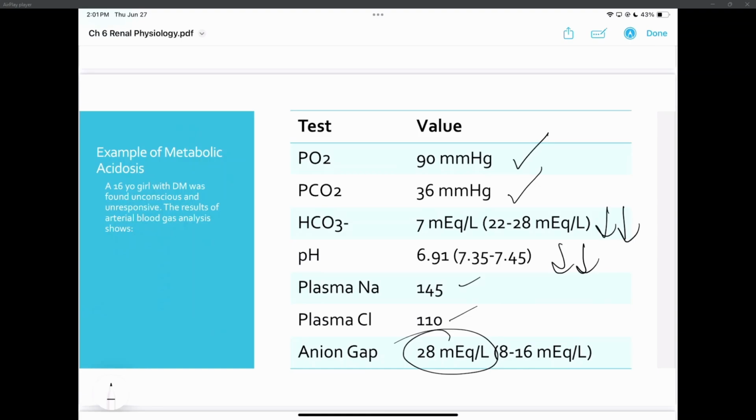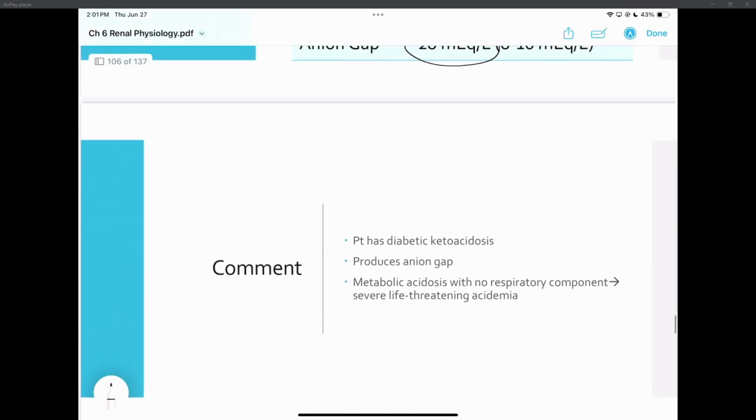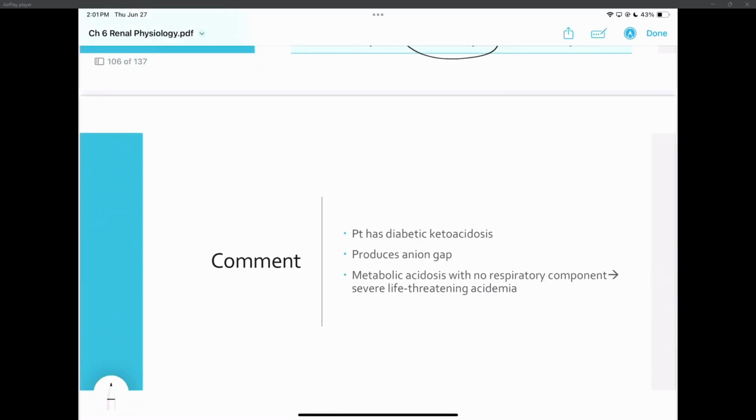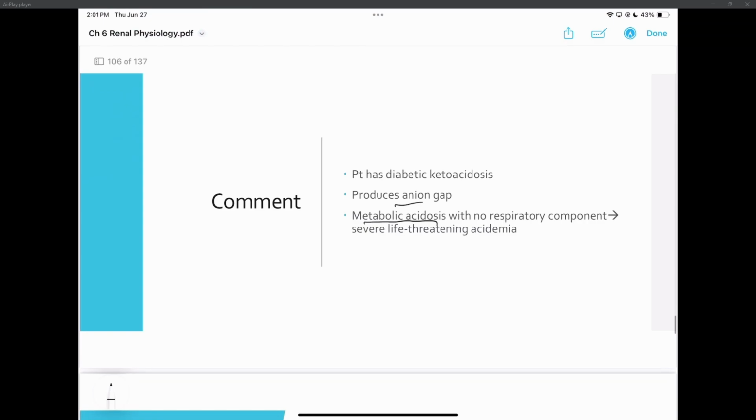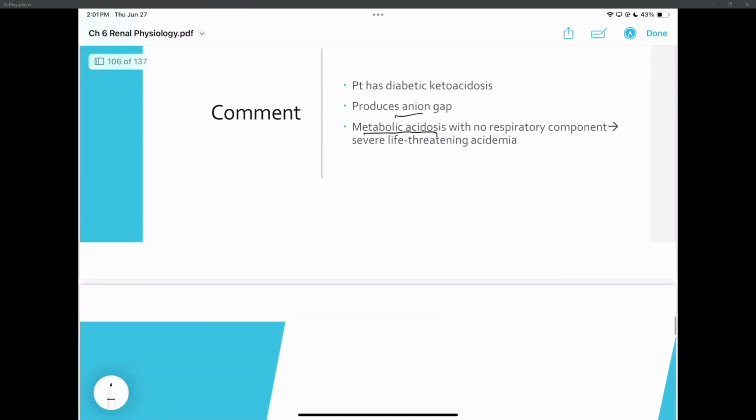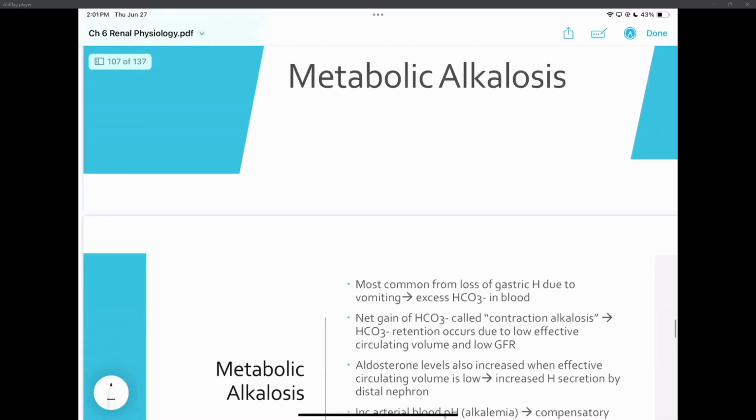So, what is the pH? Acidic or alkalotic? Acidic. Which of the two is the derangement, the bicarb or the CO2? The bicarb. We know this is metabolic acidosis because the bicarb is the one out of whack, and the pH tells us it's acidosis. This patient has diabetic ketoacidosis, produces an anion gap, and metabolic acidosis. Everyone understand why it's metabolic acidosis based off of the labs? Good. Let's talk about metabolic alkalosis now.